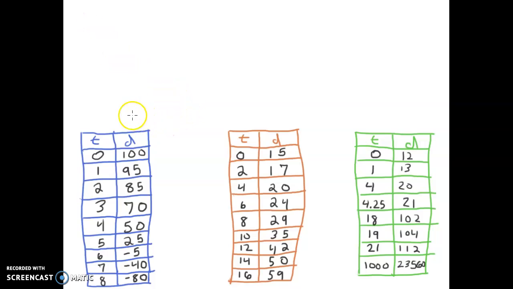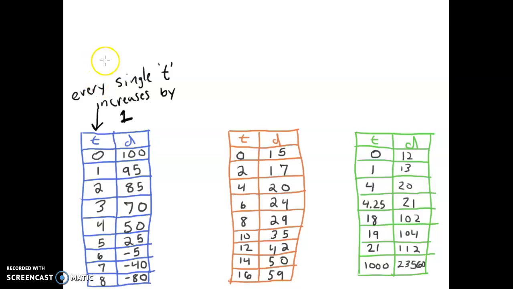In the case of our first data table, what I would like you to pay attention to is this first column. In this first column, every single t, every single time, increases by 1. That's easy to see, right? Because 0, 1, 2, 3, 4, 5, 6, 7, 8.